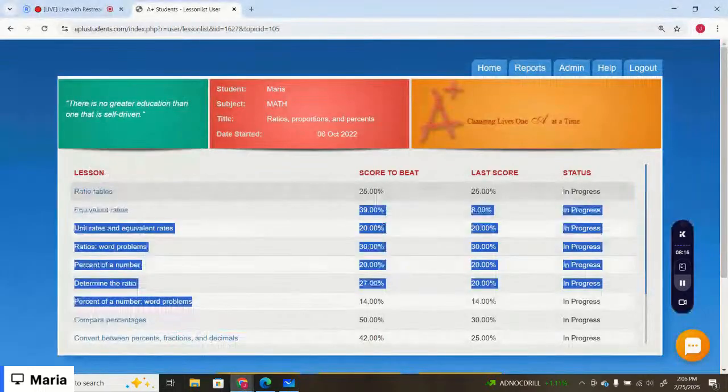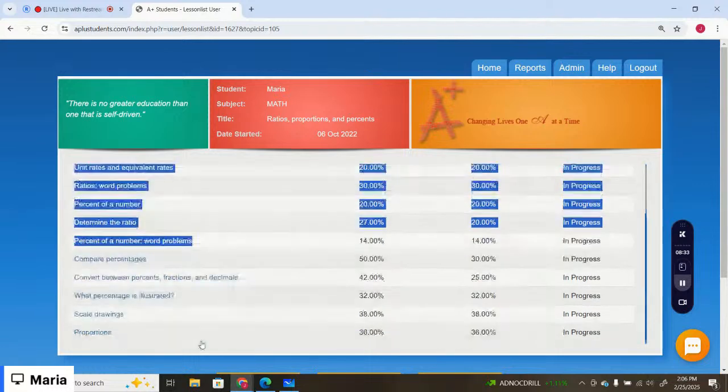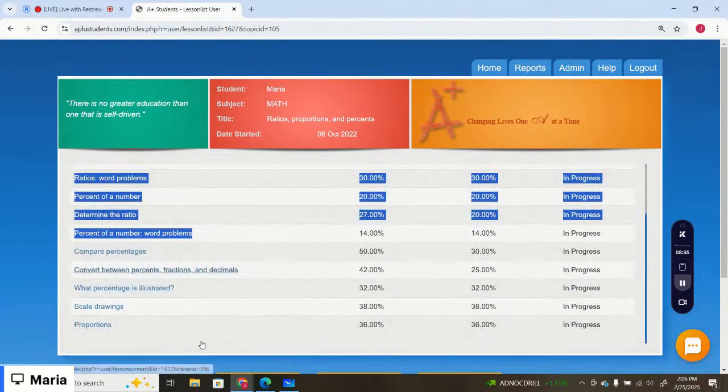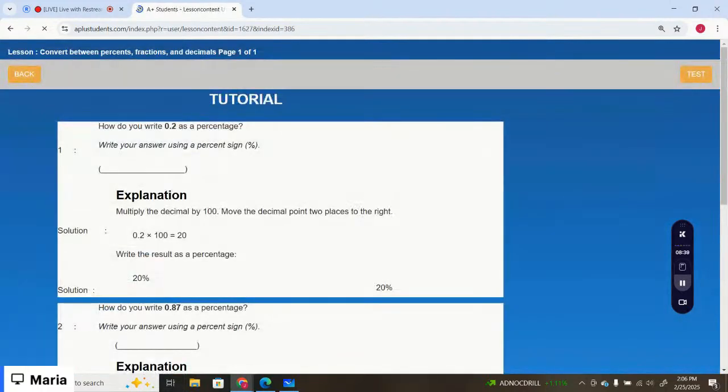Here I am on grade 5 math. The chapter we are on right now is ratios, proportions, and percents. Let's just start with the lesson that is convert between percents, fractions, and decimals.